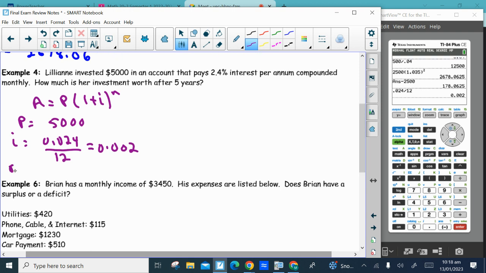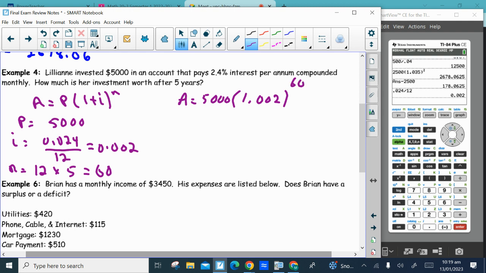N, in this case, it's compounded monthly, which is 12 times a year for 5 years. 12 times 5 is 60. The interest is going to be calculated 60 times. So those are the values that we need to put in our formula. Our principal is 5,000 times 1 plus 0.002. That'll be 1.002 because it's 1 plus i. And we found n to be 60.